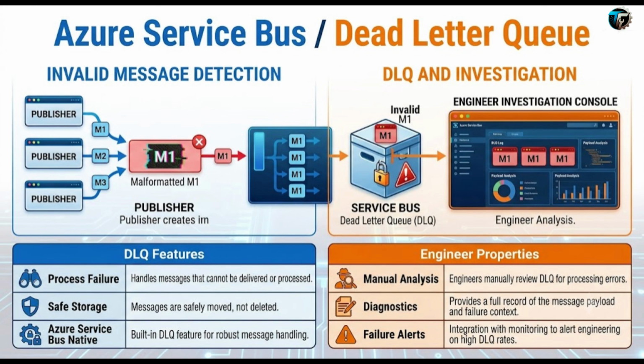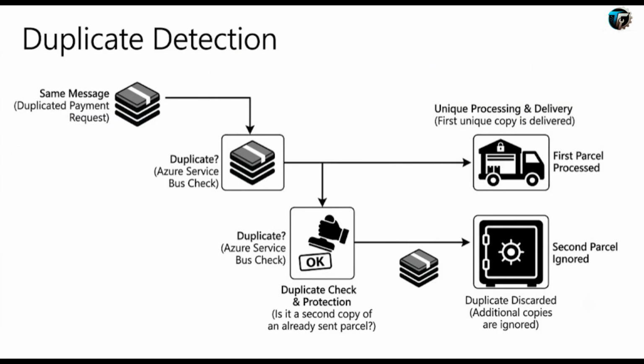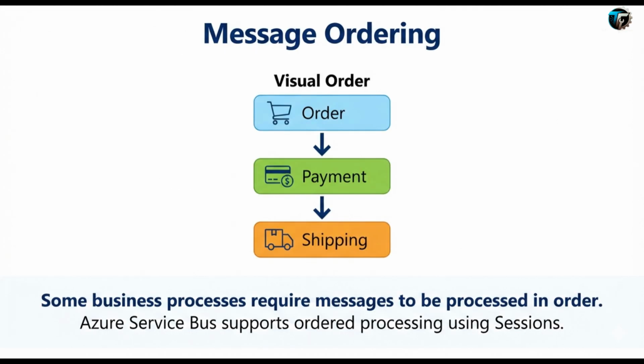Sometimes a message cannot be processed. Instead of losing it, Azure Service Bus stores it safely in the dead letter queue. Engineers can investigate later. Imagine a payment request being sent twice. Without protection, the customer could be charged twice. Azure Service Bus supports duplicate detection to prevent this. Some business processes require messages to be processed in order. Azure Service Bus supports ordered processing using sessions.